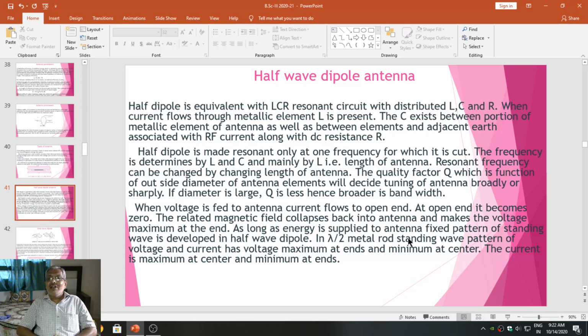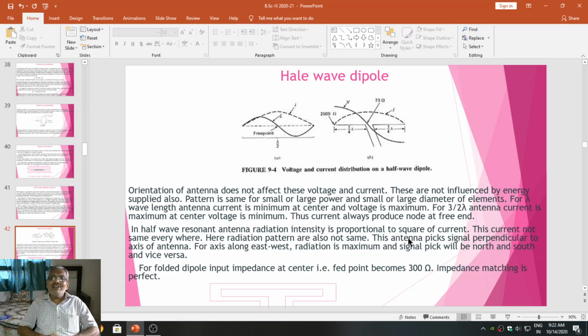Especially in the case of a lambda by 2 metal rod, the standing wave pattern of voltage and current has a maximum voltage at the ends and a minimum at the center. Means voltage is maximum at both the ends and minimum at the center, whereas the current is maximum at the center and minimum at both the ends. Dear friends, this is how the half-wave dipole antenna is represented.